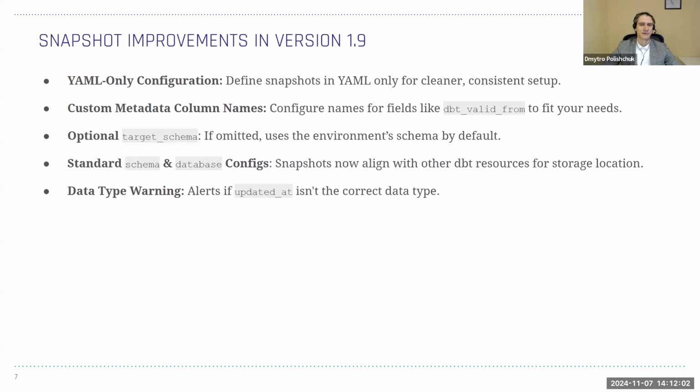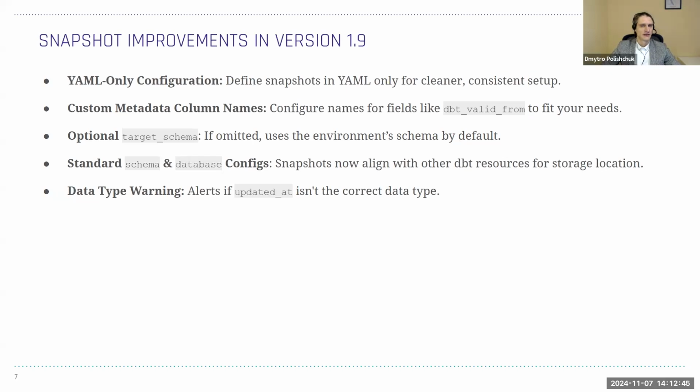As was mentioned earlier, dbt version 1.9 introduces some improvements for snapshots, which we're going to review on this slide. Starting from version 1.9, you don't have to create a SQL file defining a SQL statement for a snapshot. You can fully configure a snapshot in a YAML file where you define all settings, including a snapshot source relation. Also, with the new version, the snapshot metadata column names can be customized according to your needs.